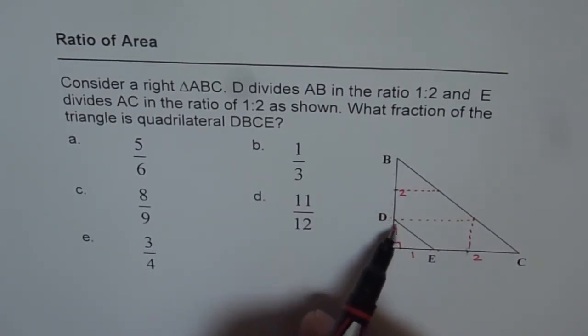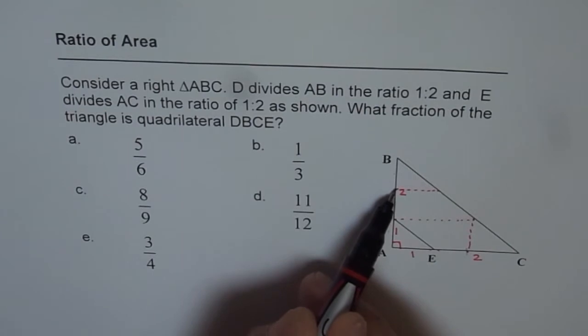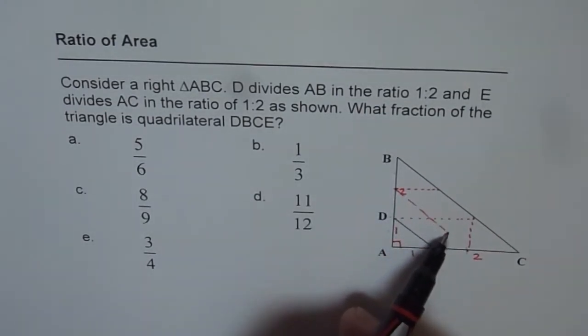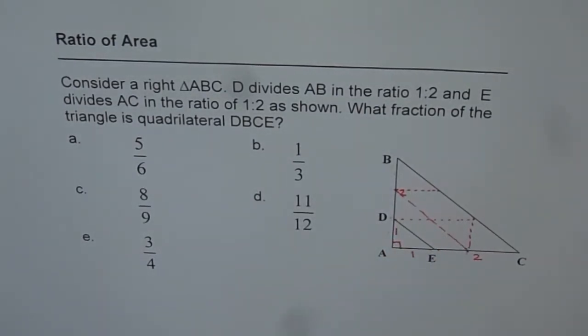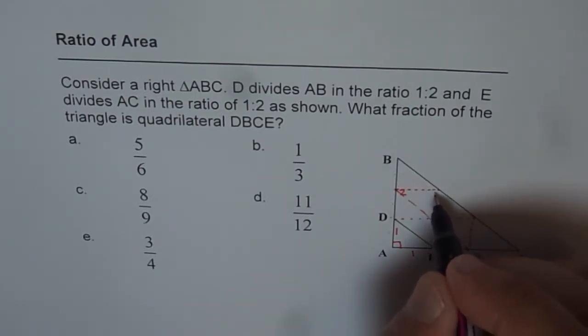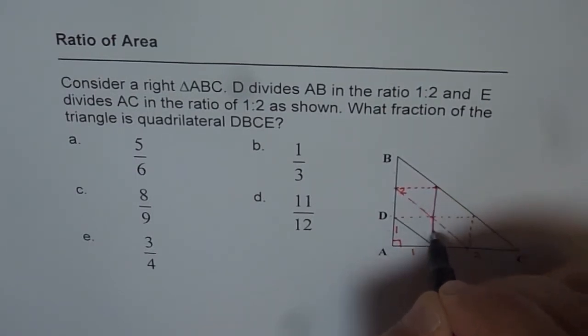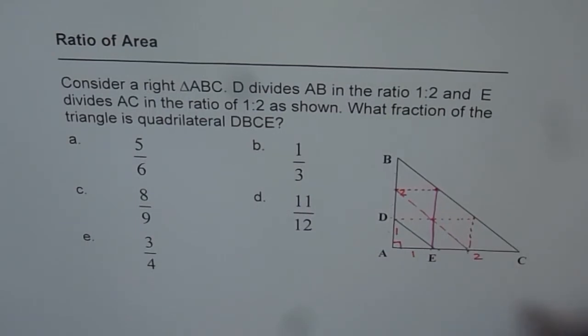So I have a line DE. If I join with a line parallel to this here, then I can see some more triangles in them. So let me just make these triangles very clear to you. So what I will do is I'll join. This is not a very accurate diagram, but it will give you an idea. So let me join it like this.